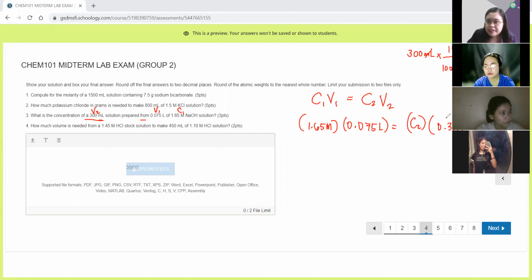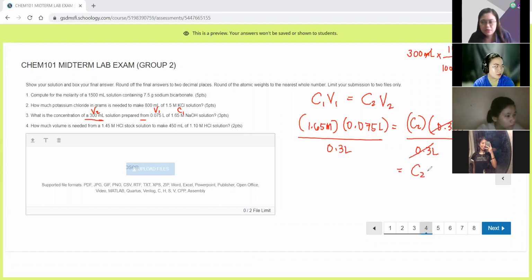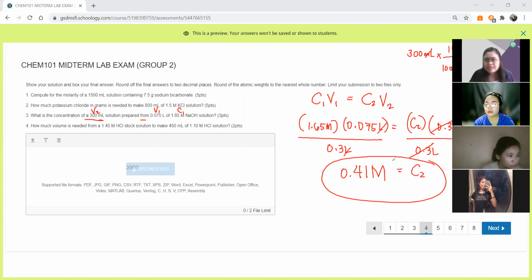This is 0.3 liters. So let's divide both sides by 0.3 so that we can cancel it. C2 will be left on the other side. Let's cancel the liters. The unit left is molar, capital letter M. So 1.65 times 0.075 divided by 0.3, you will get, to 2 decimal places, 0.41 molar. Yes, Sean.